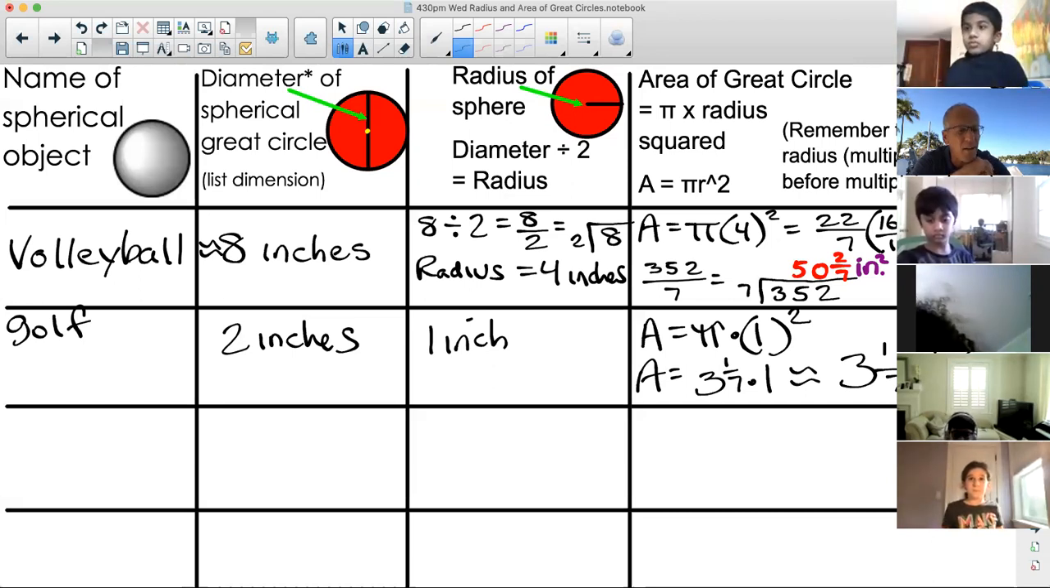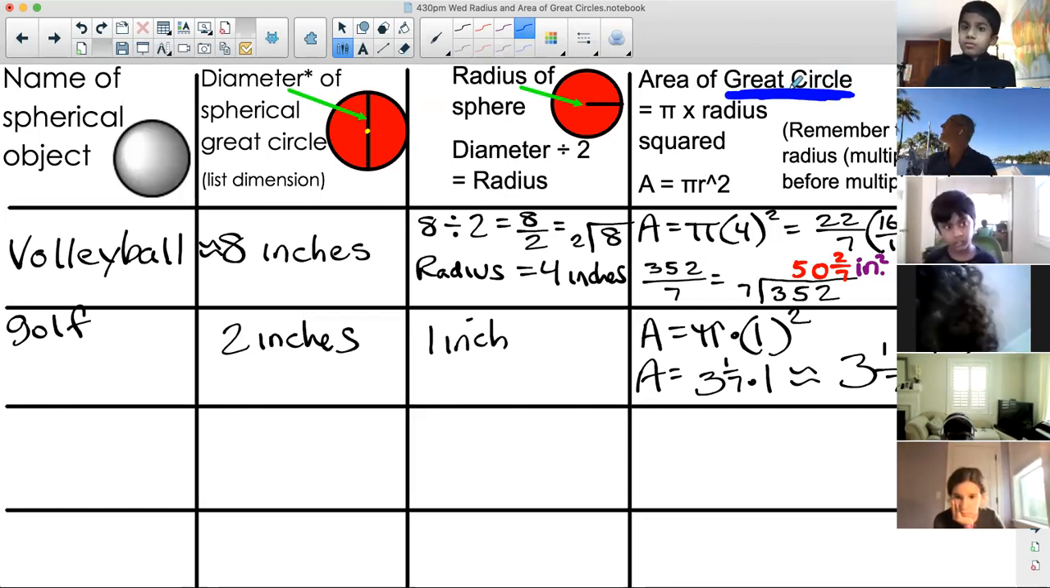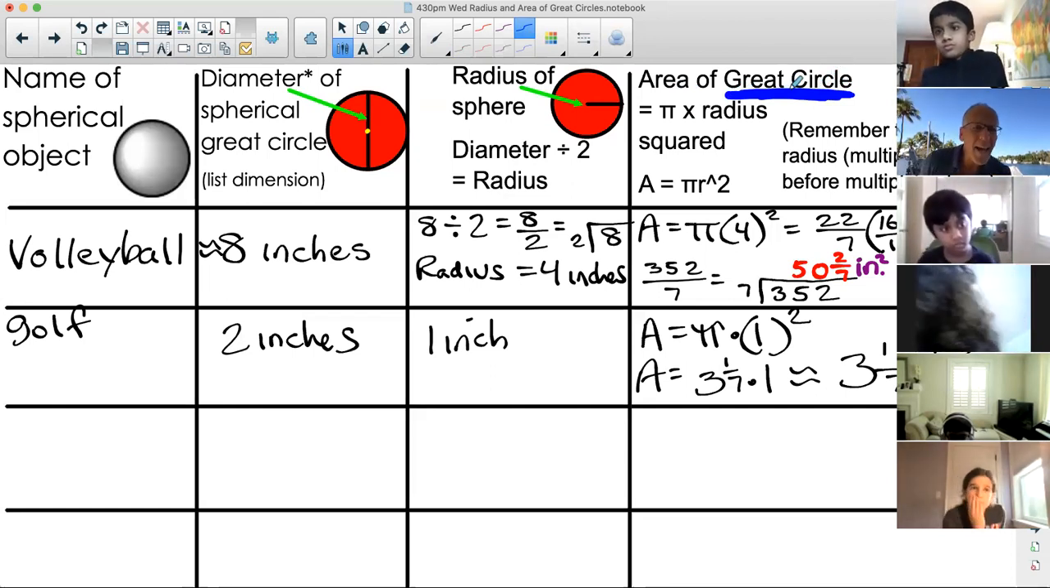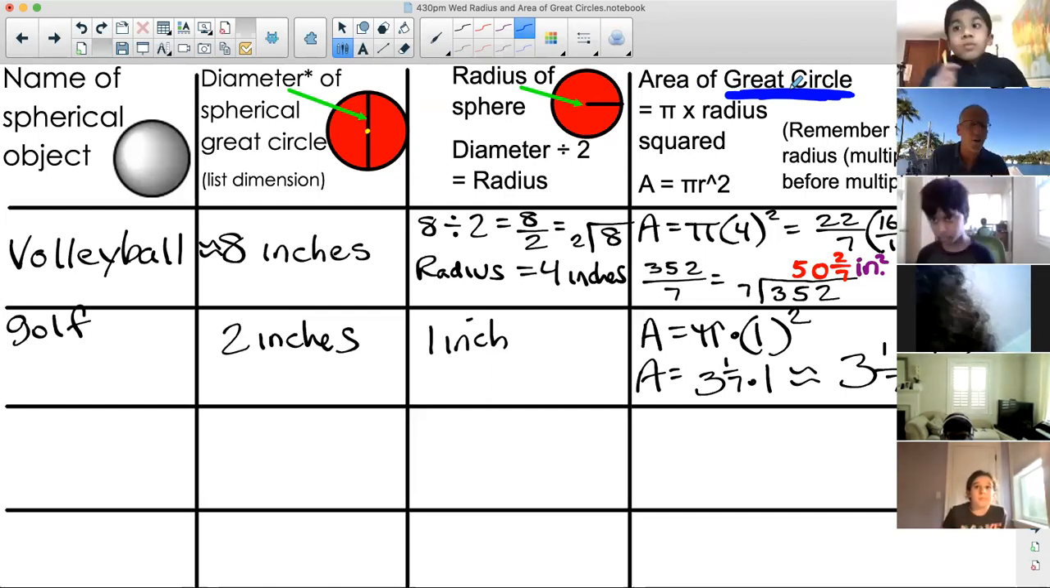We're talking about the circle that's in the very middle of the ball. Who knows what it's called? The biggest circle, the great circle. Yeah. Now guys, right now, I am actually looking at a great circle.